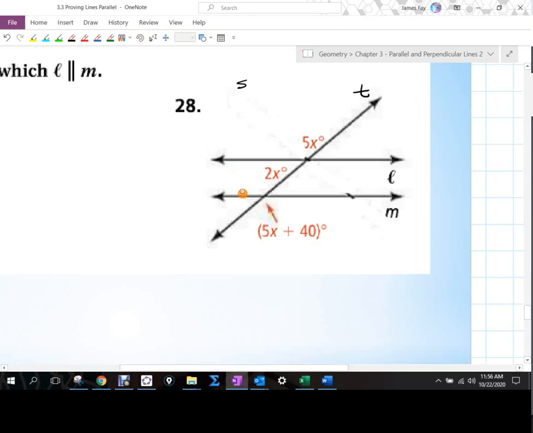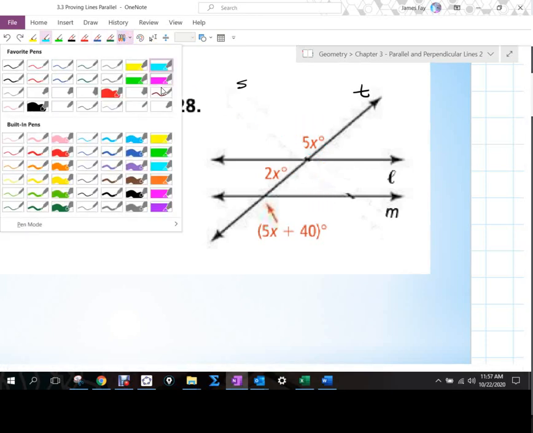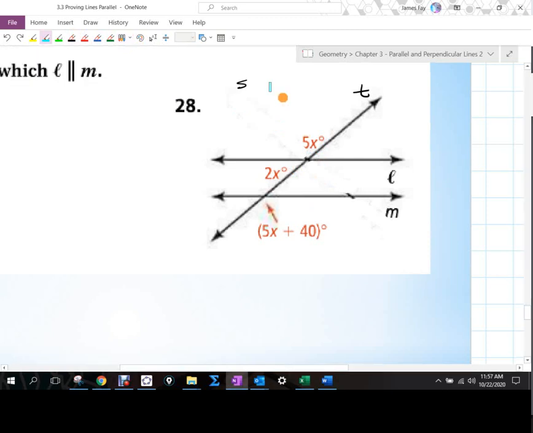Now, when I erase that transversal S, 5x was only representing like that size of an angle. Does that make sense? So really, when I erase the transversal S, I'm really erasing that angle as well. Okay? So now I look at that. Is that a little bit easier to recognize some relationships?